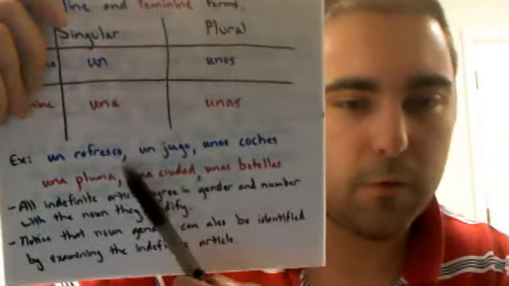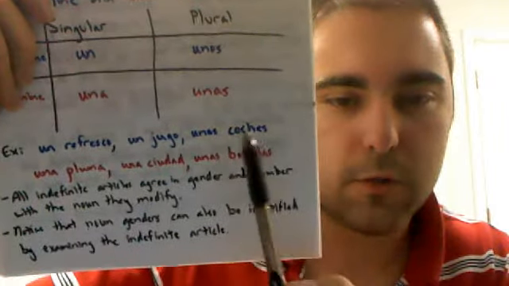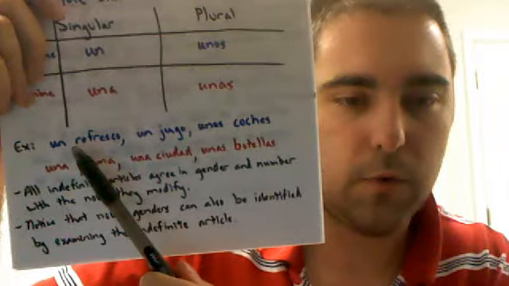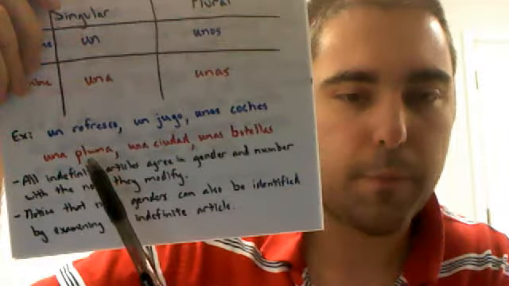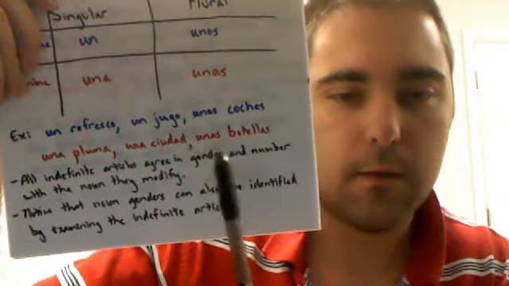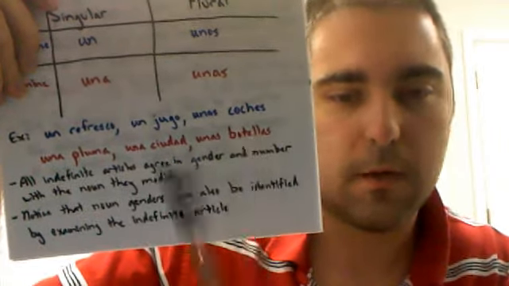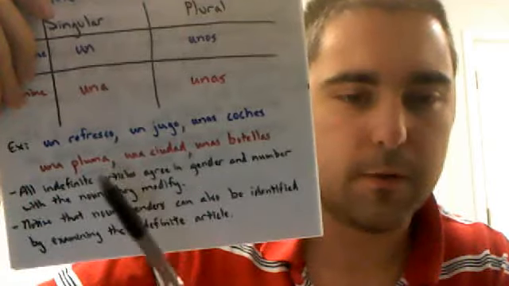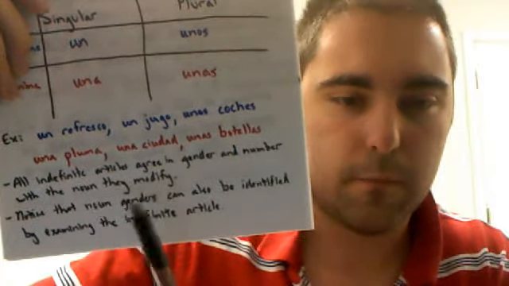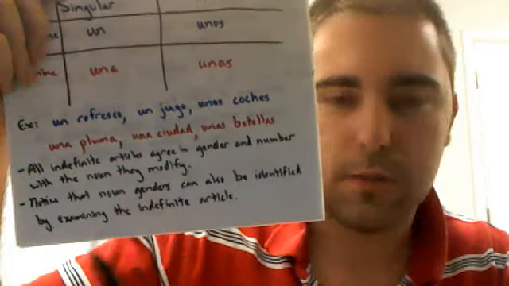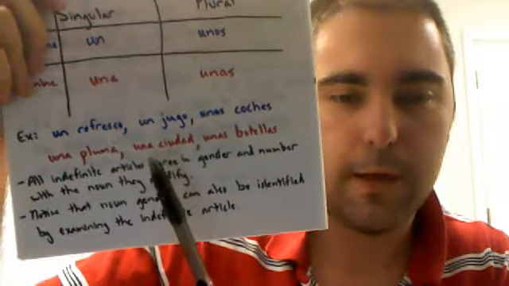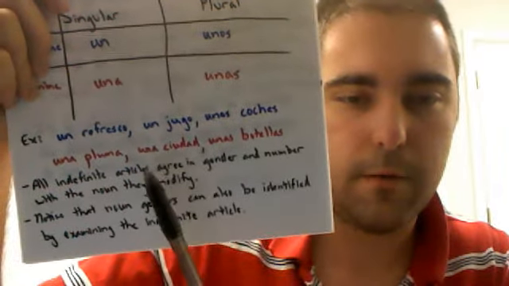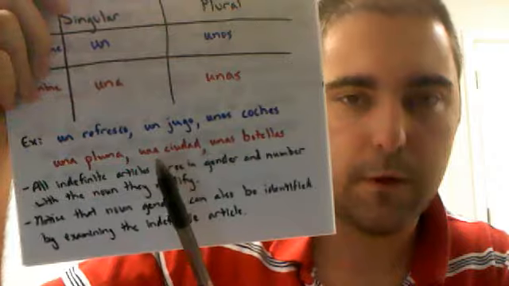And again, just for example purposes, un refresco, un jugo, unos coches. Notice that these agree in gender and number with the nouns they modify. Una pluma, a pen, una ciudad, a city, and unas botellas, which means some bottles. So again, notice that it agrees in gender and number. And noun genders can also be identified by using the indefinite article. Una ciudad ends in d, but we can tell that it's feminine because it's modified by una.